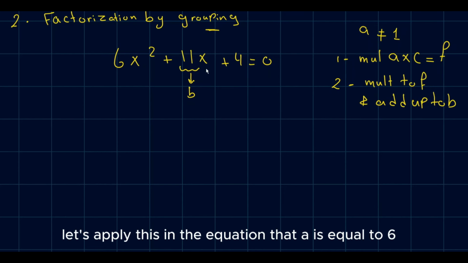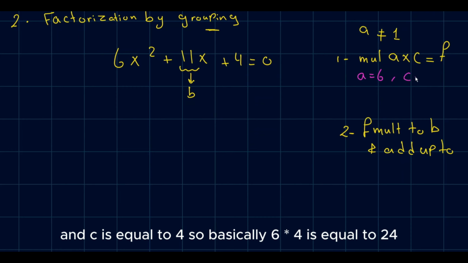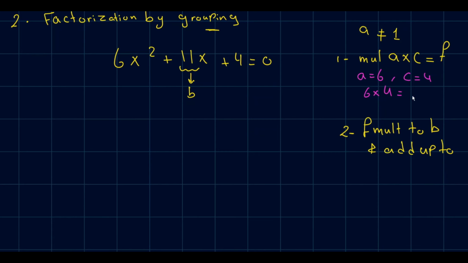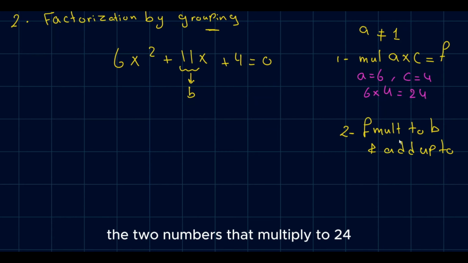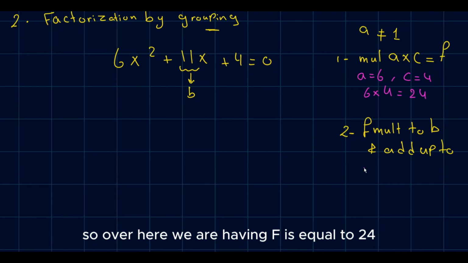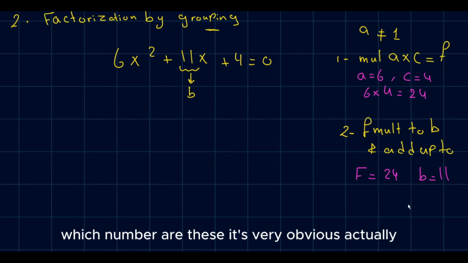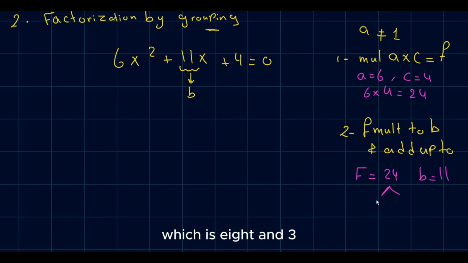So let's apply this in the equation where A is equal to 6 and C is equal to 4. So basically 6 times 4 is equal to 24. We need to figure out the two numbers that multiply to 24 and at the same time add up to B. So over here we have the product equal to 24 and B from the equation is equal to 11. Which numbers are these? It's very obvious actually, which is 8 and 3.